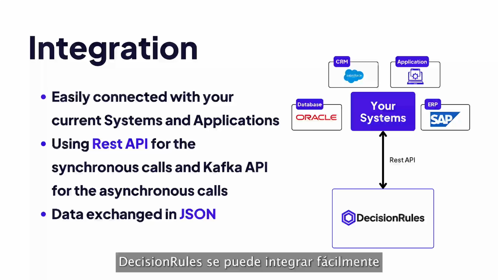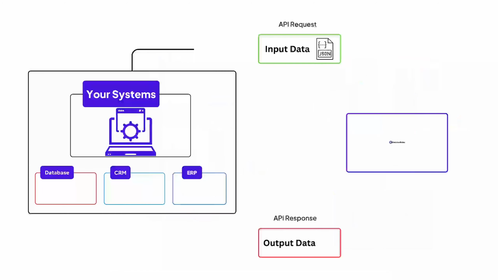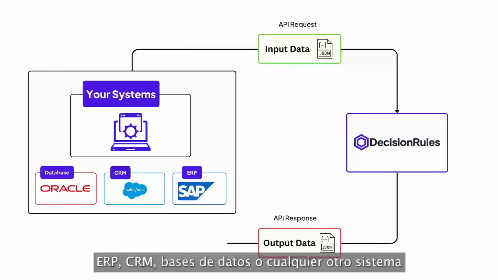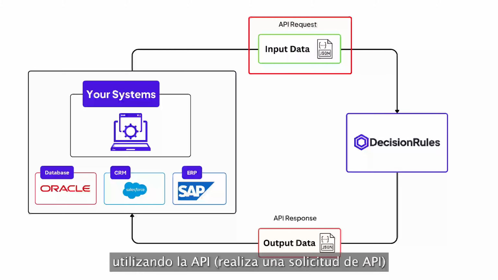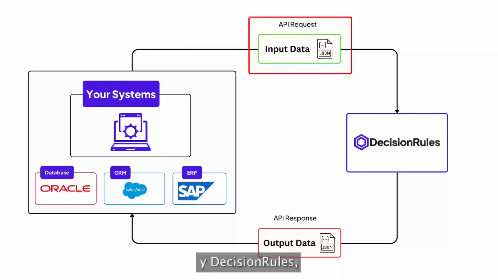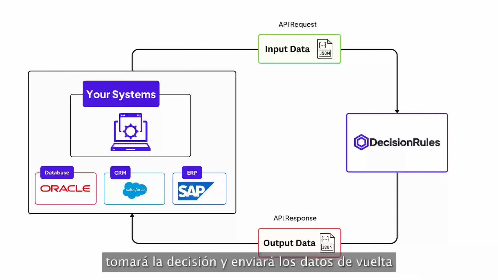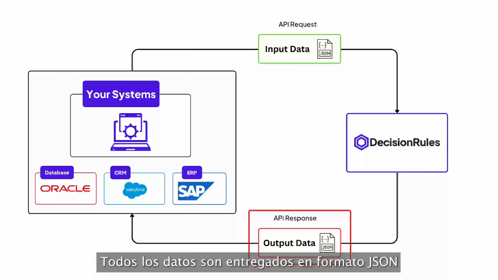DecisionRules can easily integrate with your current systems using the REST API. The process is the following: your web applications, ERP, CRM, database, or any other system will send the data in using the REST API, make an API request, and DecisionRules, based on the rules and conditions that you have predefined, will make the decision and send the data back as an API response. It is worth mentioning that all the data are exchanged in JSON form.